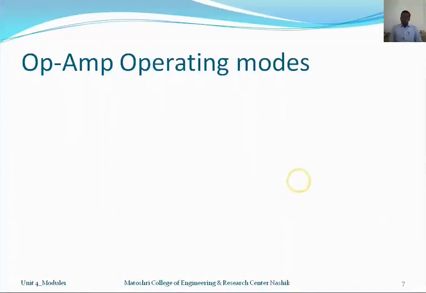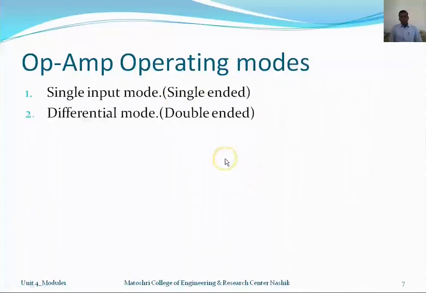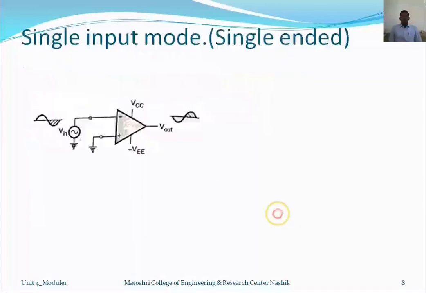Now, operating modes of operational amplifier. This operational amplifier operates in 3 different modes. First is the single input mode. We also call it the single ended mode. Second is the differential mode. We also call it the double ended mode. Third is the common mode operation of the operational amplifier. Let's see the operating modes one by one in detail.